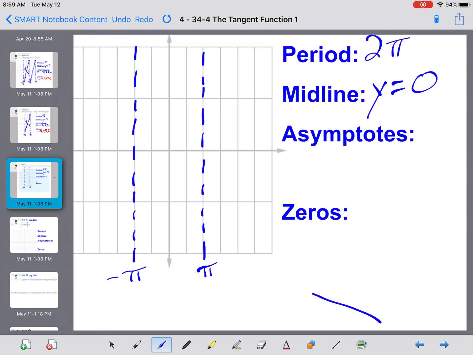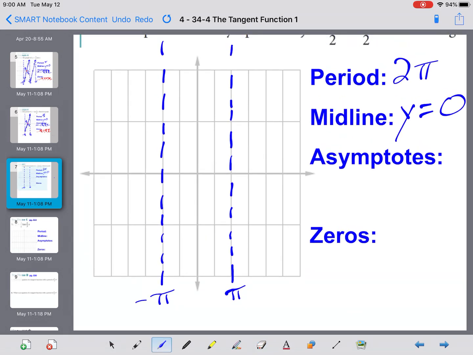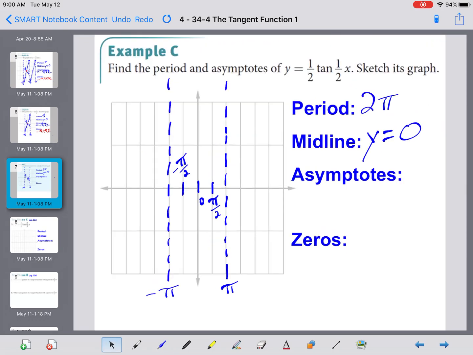Now, still need 5 values, so halfway between negative pi and pi is 0, okay? Halfway between 0 and pi is pi divided by 2. And then if I go negative, halfway between 0 and negative pi is negative pi divided by 2. Again, you're just going to add those endpoints up and then multiply by a half. The exact same procedure you did with sines and cosines.